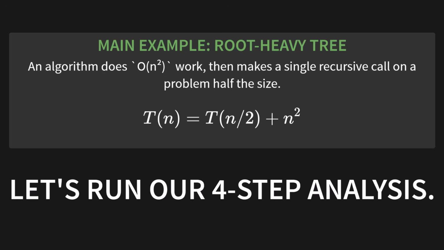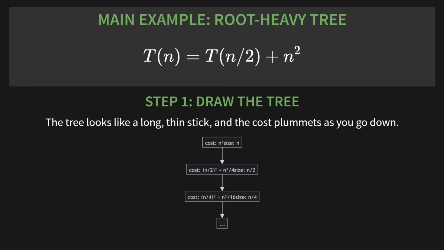For our main example of a root-heavy tree, let's consider an algorithm that does O of n squared work, then makes a single recursive call on a problem half the size. The recurrence is T of n equals T of n over 2 plus n squared. Alright, you know the drill. Let's run our 4-step analysis. Okay, we've got our recurrence. T of n equals T of n over 2 plus n squared. Step 1. Draw the tree.